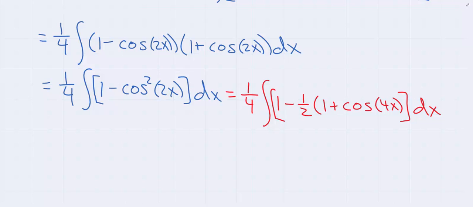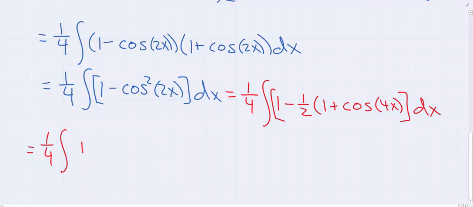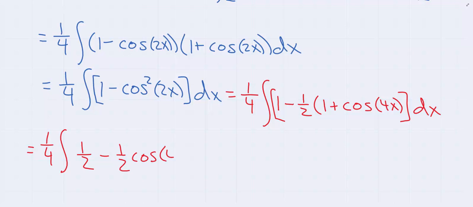Now that we're at that point here, I just want to simplify the integrand a little bit on the inside. So I've got 1/4, and now I've got 1 minus 1/2. Well, that's 1/2, right? And then minus 1/2 cosine 4x. Does everybody see where I got that? I had this 1/2 times 1, and then I have the 1 here, 1 minus 1/2.